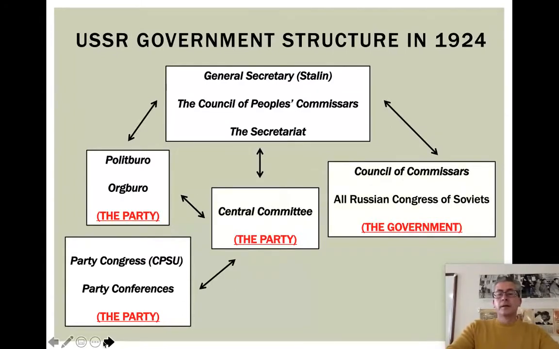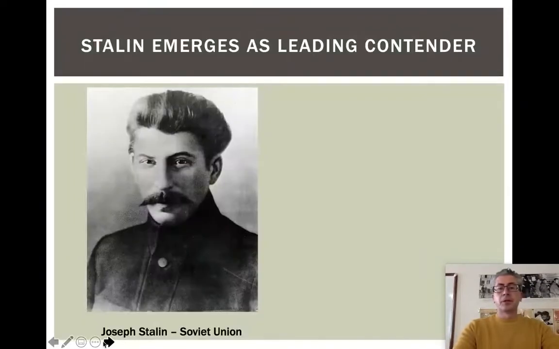It is important that if you are going to be the leader of the Soviet Union, you will have an influence not only in the Central Committee, but in some of the other organs of the government structure of the Soviet Union. And one person that will have that will be Joseph Stalin. So taking a look at how Stalin emerges as a leading contender to become that next leader of the Soviet Union, because Vladimir Lenin is going to die in 1924.